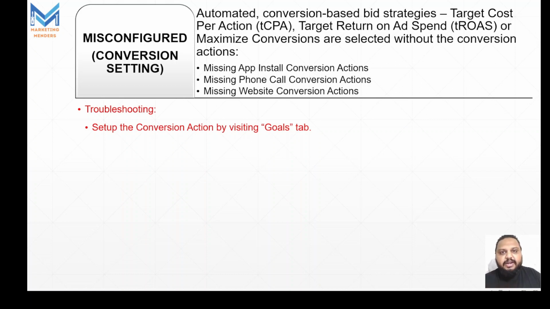Once you have completed this, automatically this bid strategy status will be removed and your campaign will start running. But if you are getting this bid strategy status as misconfigured conversion setting, that means your campaign is not running at all. Google will not run the campaign. Your campaign will stay as it is. No money will be spent, no result will be generated.